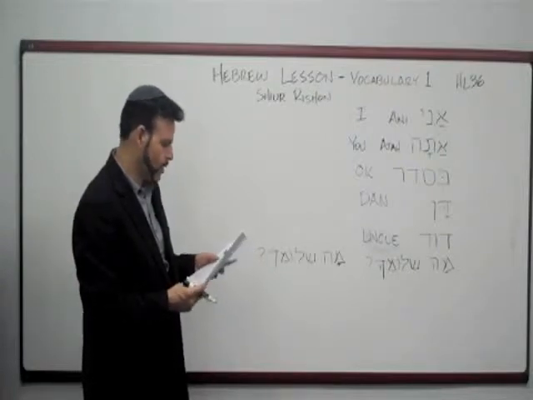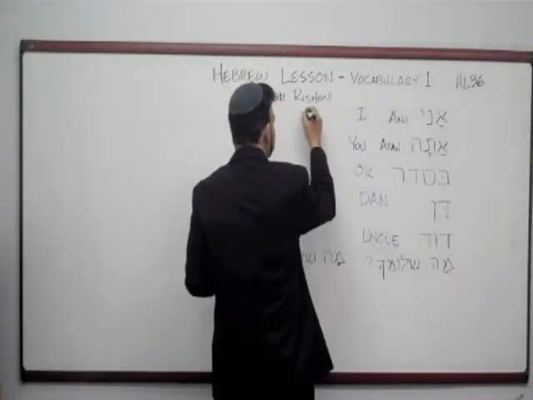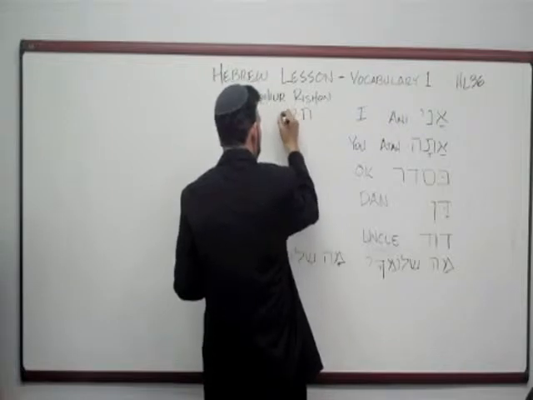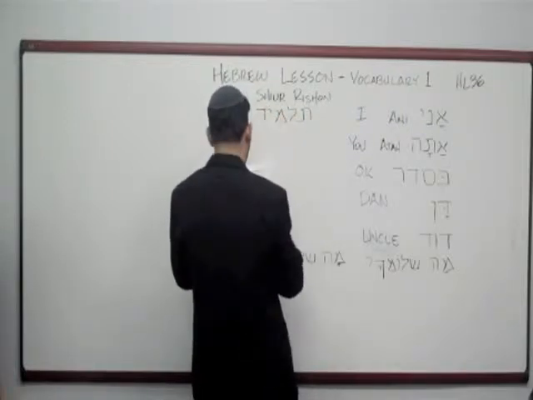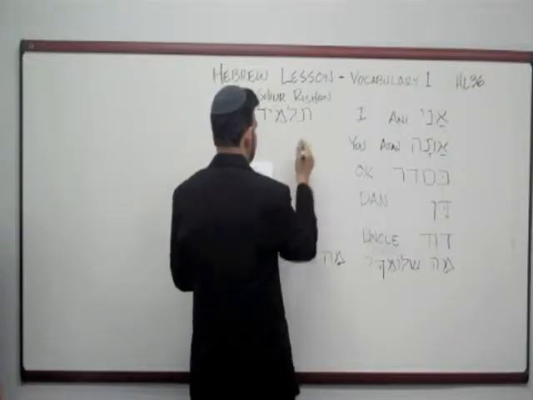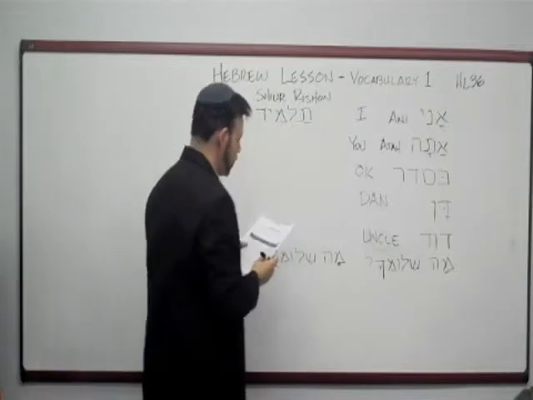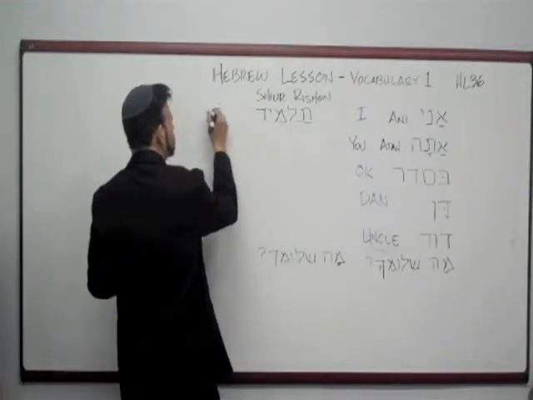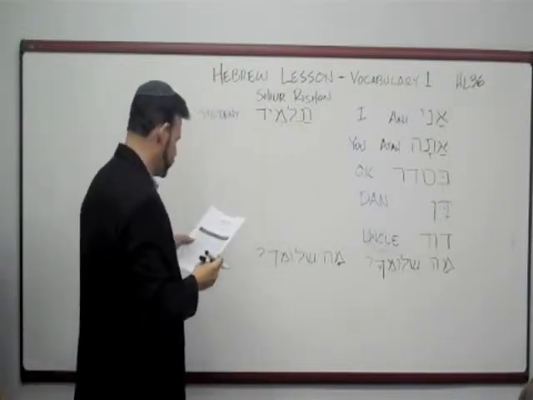Okay, so let's just take a look at the top of the left side and take a look at the Hebrew word for student or a disciple. Tell me. Okay. So here we have talmid. Okay, so this is what? Basically a student. Masculine singular for student.